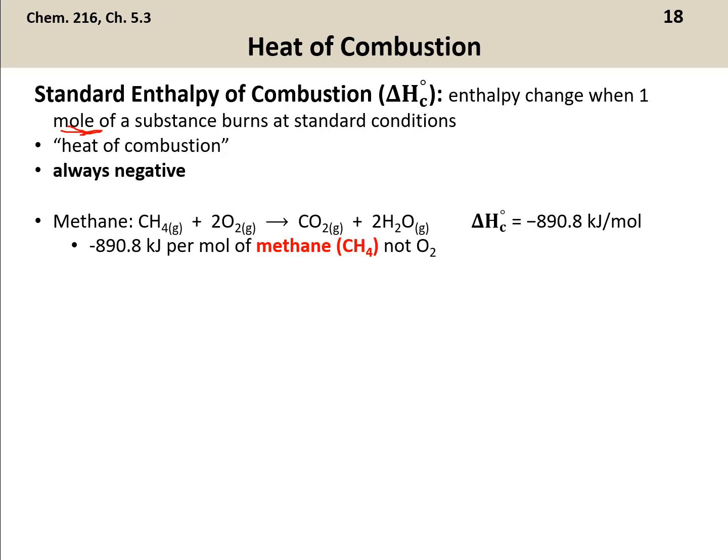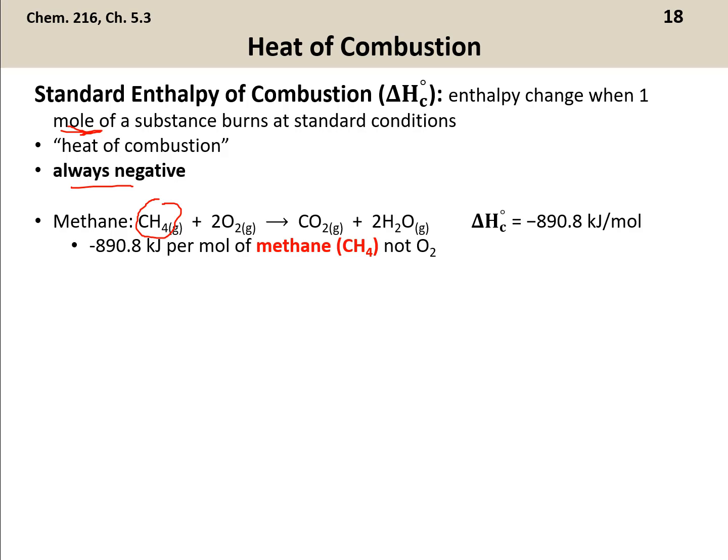Now the thing is, delta HC is always negative, because burning stuff always produces heat. All right, so here, for instance, is the delta H for the burning or the combustion of methane. You can see that we have CH4 plus 2O2 going to CO2 and 2H2O.